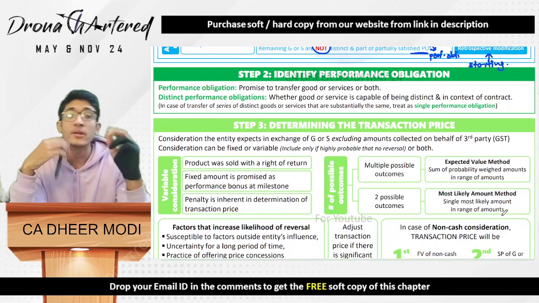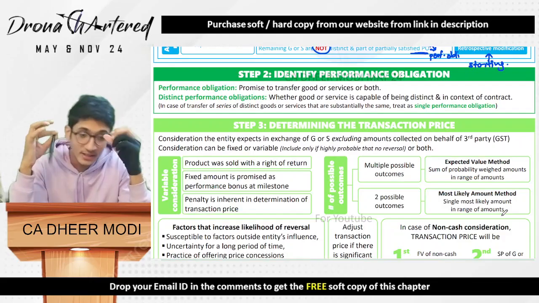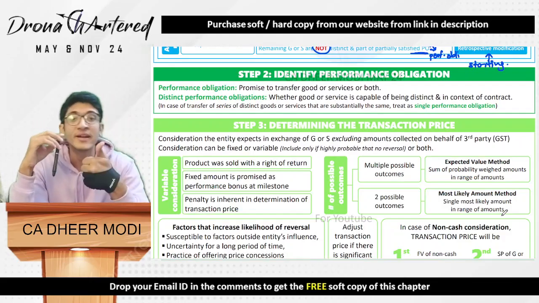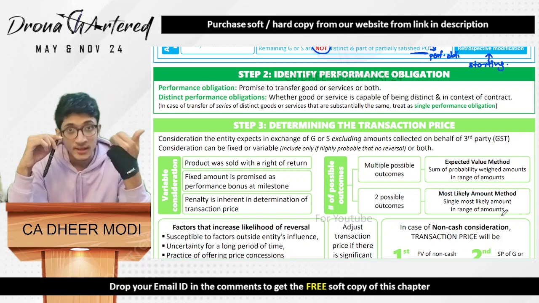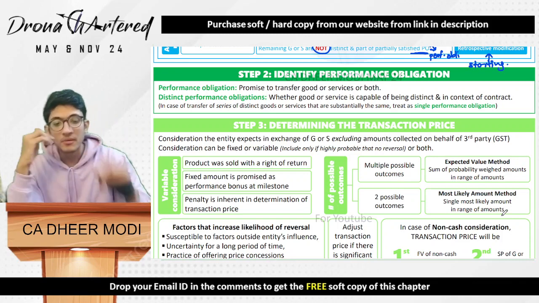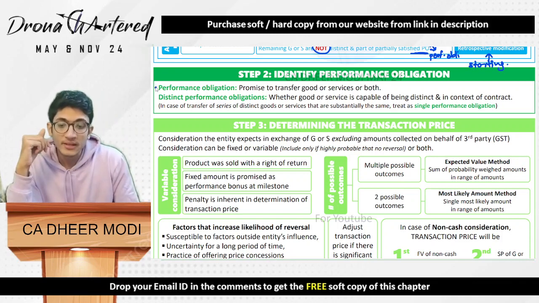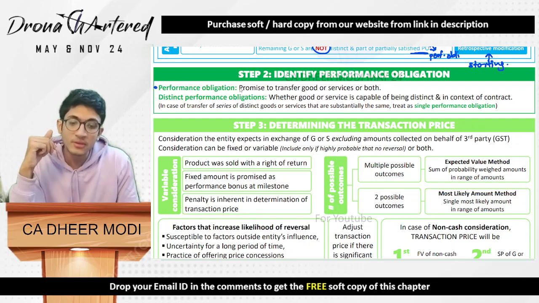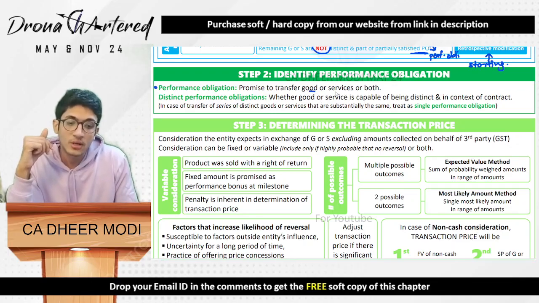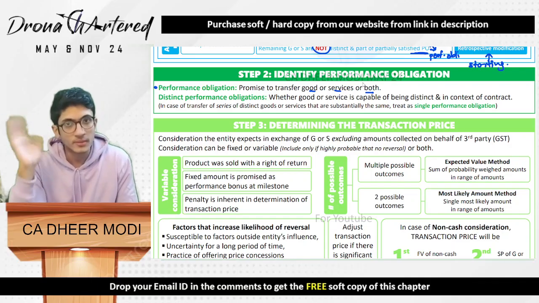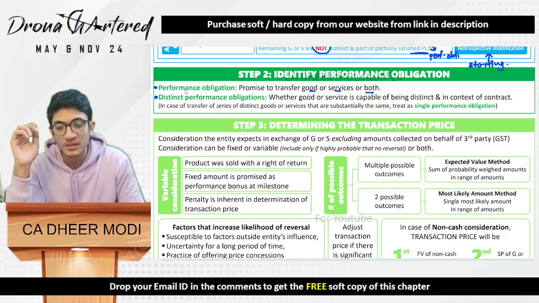Great. Now coming to your step 2, that is identifying the performance obligation. So first you identified whether there is a contract or not. Now you are identifying what will be the performance obligation. So basically what is a performance obligation? A performance obligation is a promise to transfer goods or services or both. Basically you're promising that you will be performing something for them.